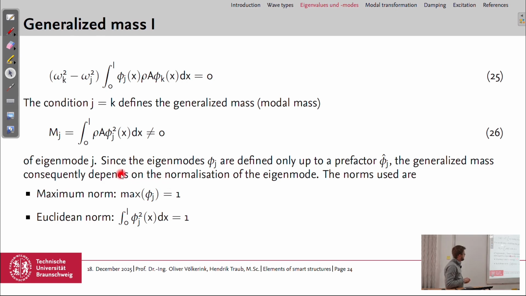And eigenmodes are only defined up to a prefactor. We saw this prefactor for the amplitude, so we have only a description of the shape, but not of the absolute amplitude, and therefore the mass depends on the normalization of the eigenmode. There are different approaches, the maximum norm or the Euclidean norm, to make them comparable between the different eigenmodes.